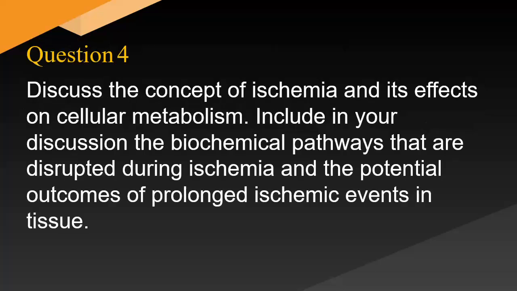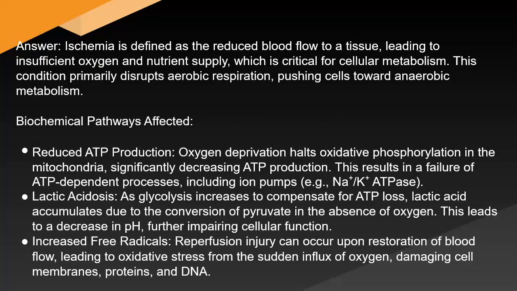Discuss the concept of ischemia and its effects on cellular metabolism. Include in your discussion the biochemical pathways that are disrupted during ischemia and the potential outcomes of prolonged ischemic events in tissue. Answer: Ischemia is defined as reduced blood flow to a tissue leading to insufficient oxygen and nutrient supply, which is critical for cellular metabolism.